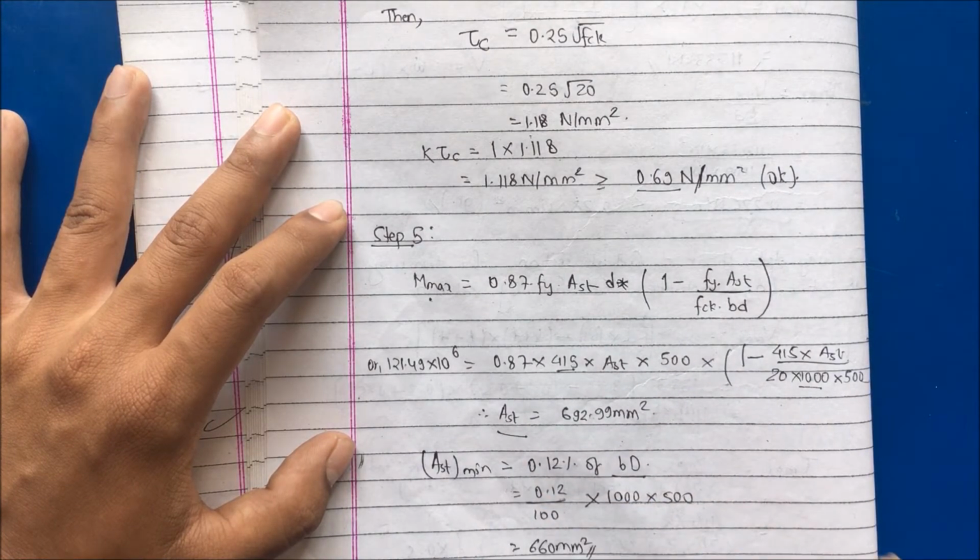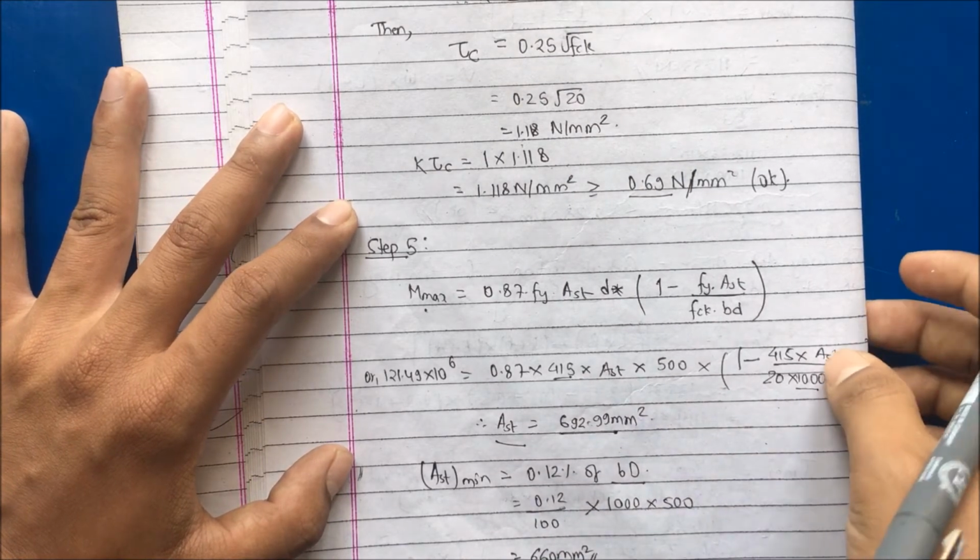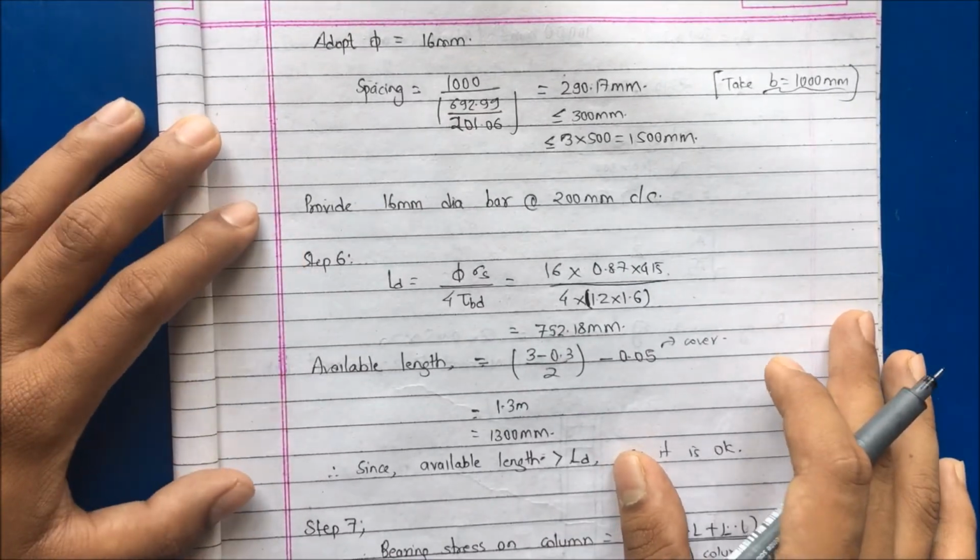Okay, make sure to take the overall depth. Make a correction over here, it is the overall depth. Now let us find the spacing.